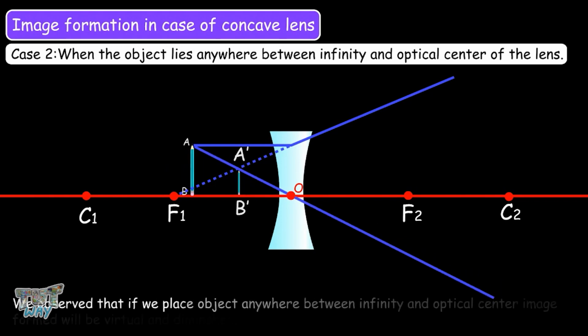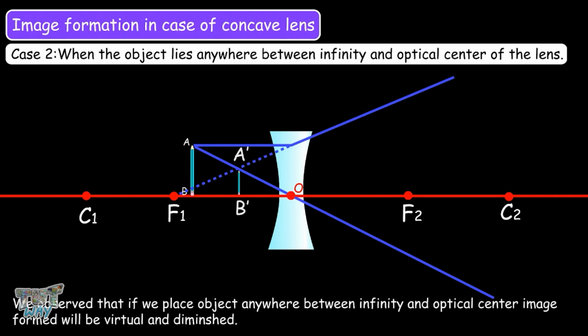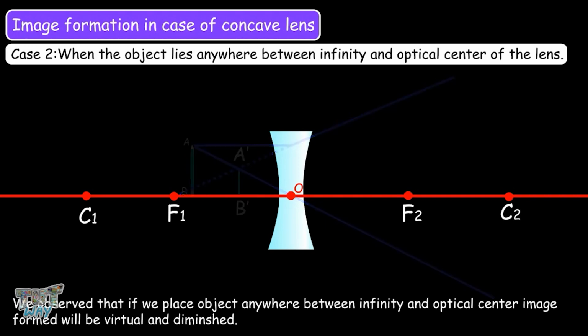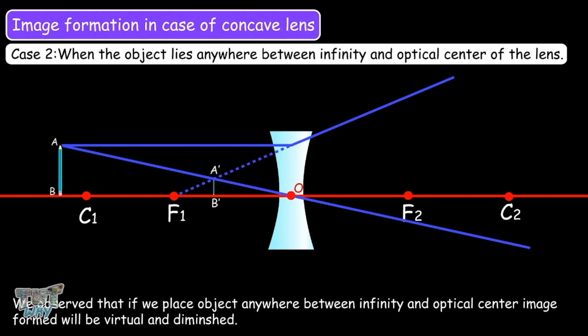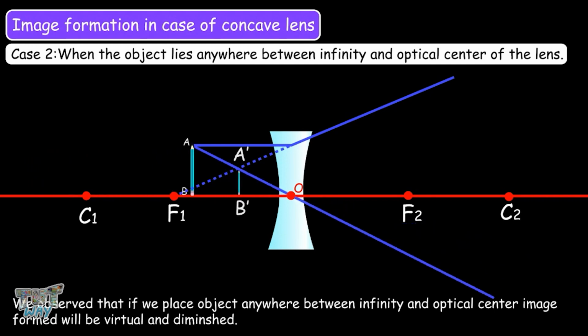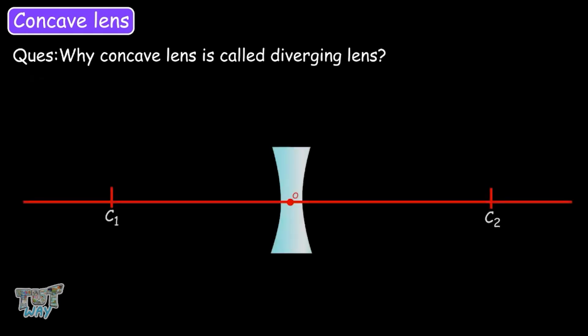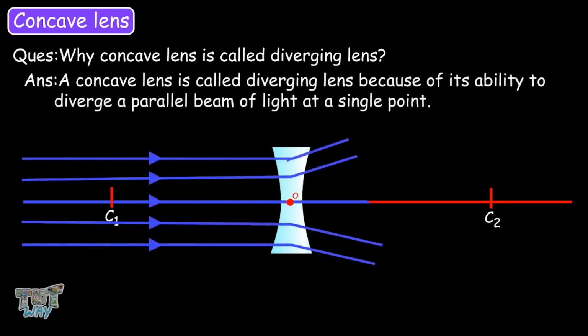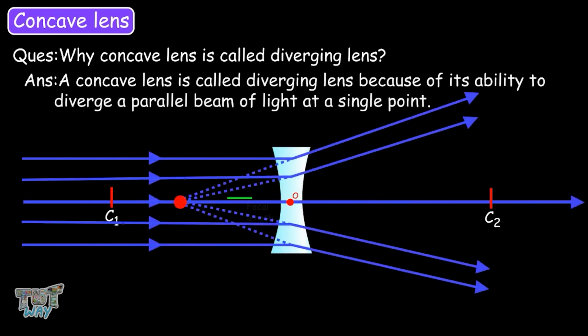We observe that if we place an object anywhere between infinity and the optical center, the image formed will be virtual and diminished. And as the distance between the object and the lens decreases, the size of the image increases. Now friends, can you answer why concave lenses are called diverging lenses? Of course! It is because of its ability to diverge a parallel beam of light.